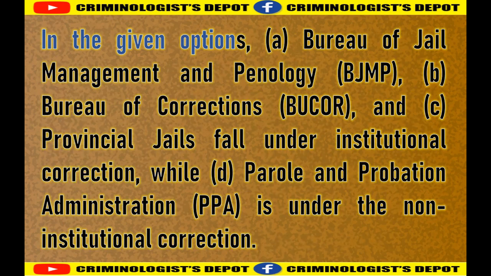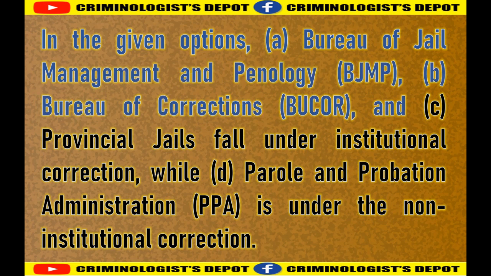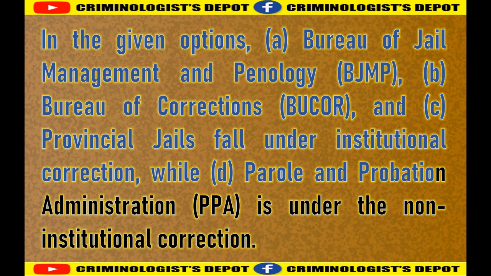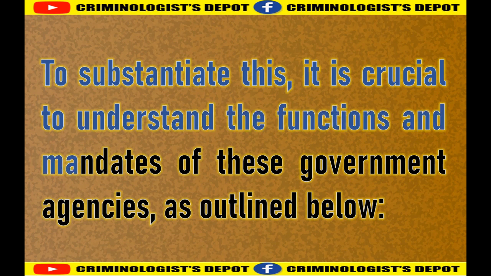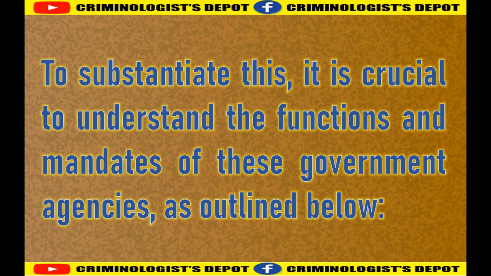In the given options, Bureau of Jail Management and Penology, BJMP, Bureau of Corrections, BuCor, and provincial jails fall under institutional correction, while Parole and Probation Administration, PPA, is under the non-institutional correction. To substantiate this, it is crucial to understand the functions and mandates of these government agencies, as outlined below.